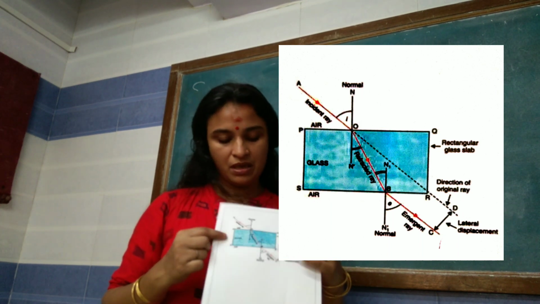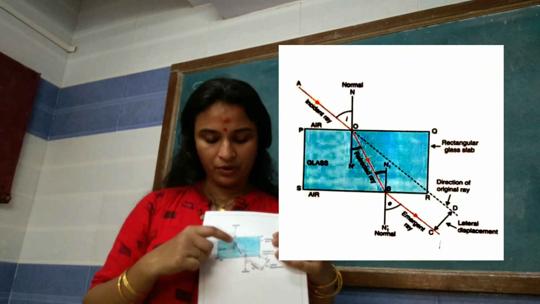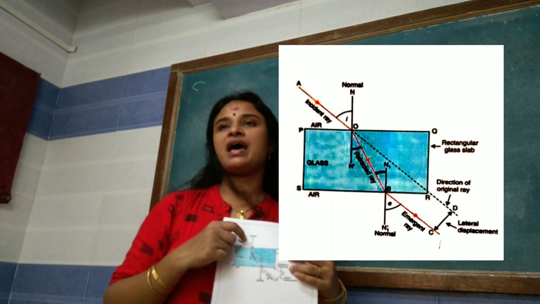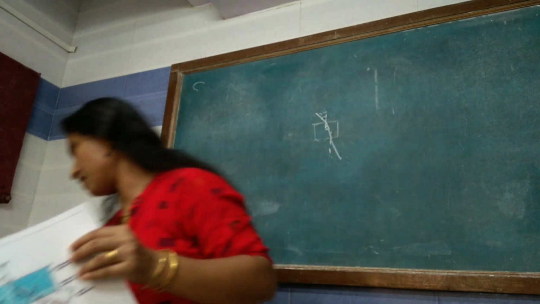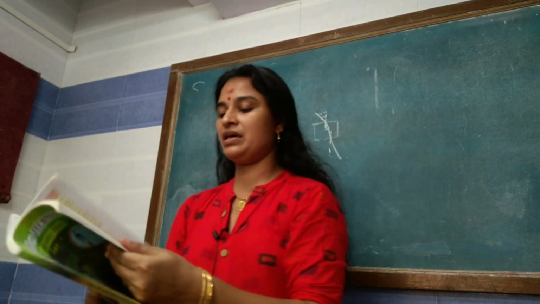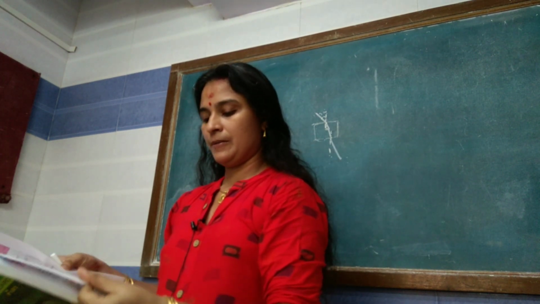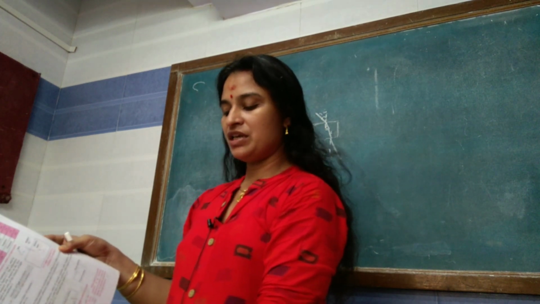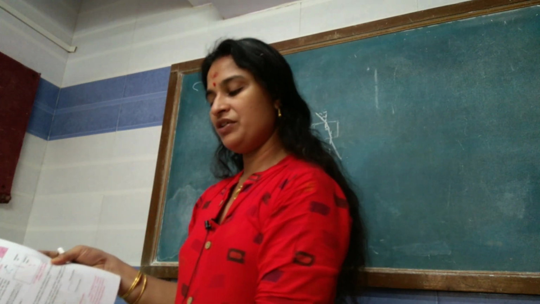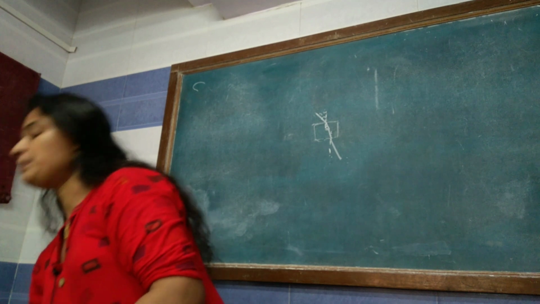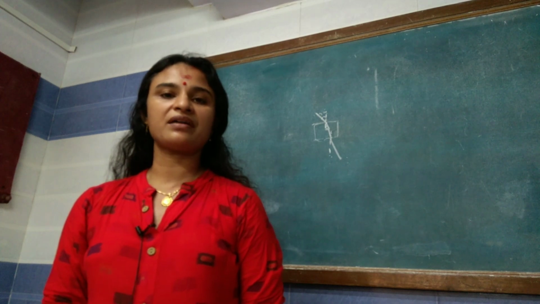The second one is the ratio sine i upon sine r for a given pair of media always remains constant, which is also called Snell's law. Here it is given in your book. For a given pair of media, the ratio of sin i to sin r is constant. Here i is the angle of incidence and r is the angle of refraction. It is constant for a pair of media, and this constant is called the refractive index.